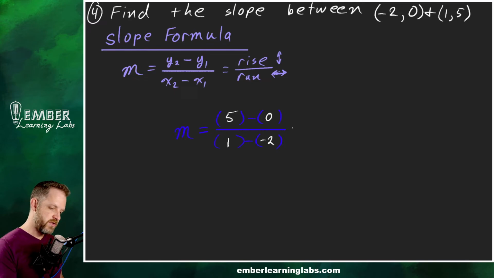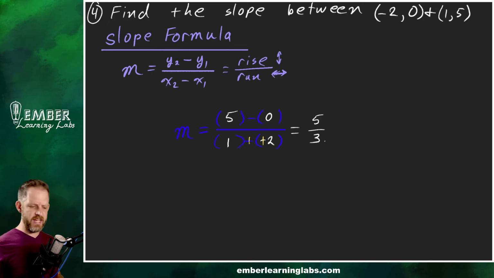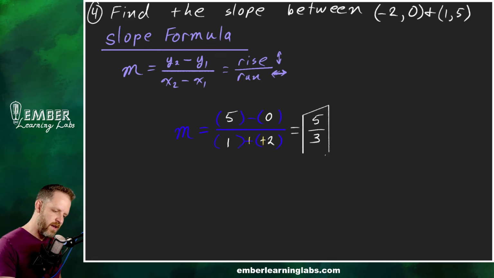Okay. So this equals 5 minus 0, which is 5, over 1 minus -2. We've got a ka-chink, ka-chink, so it ends up being 1 plus 2, which is 3. Now, for our slope, instead of converting to a mixed number or decimal, we want to leave this as an improper fraction because it's going to be easier to graph from later. We'll talk about that a lot more in the next unit. But for slope, we leave it as an improper fraction.